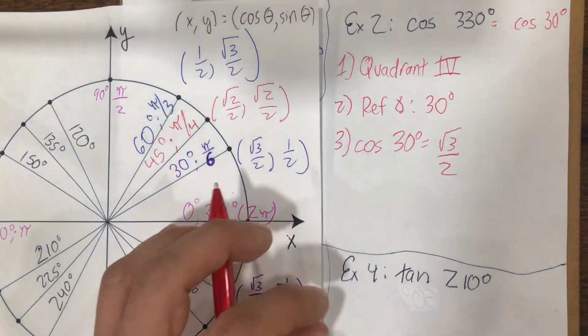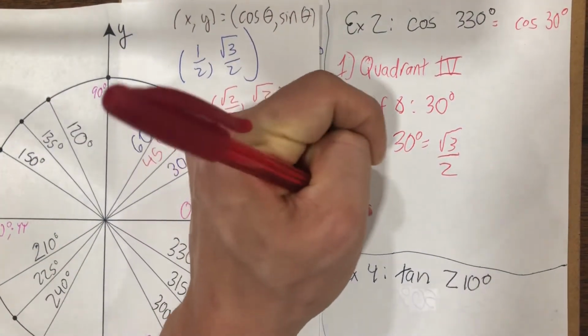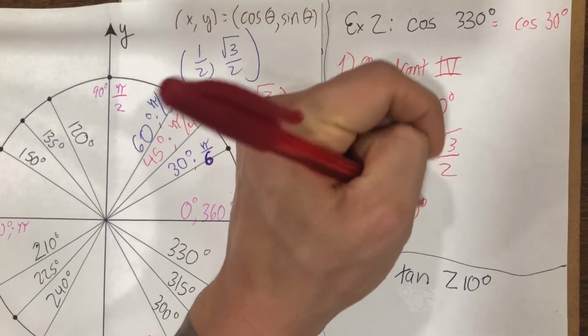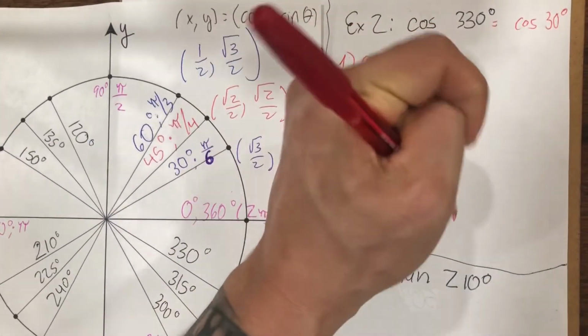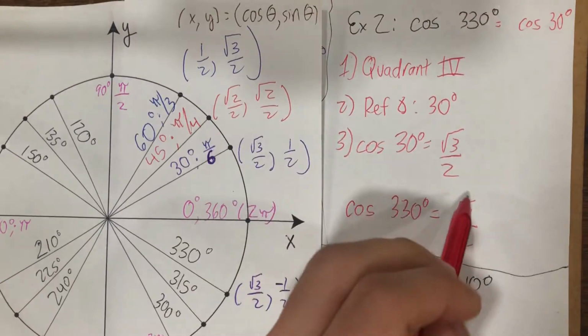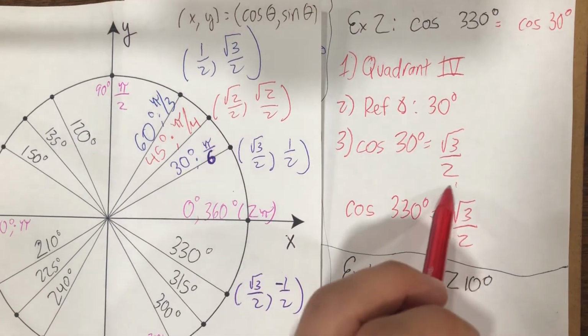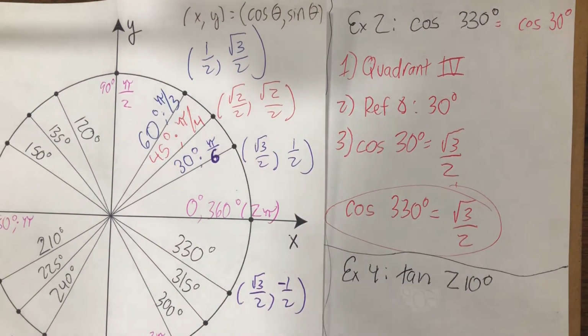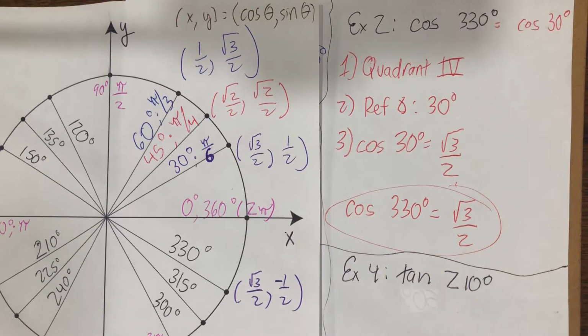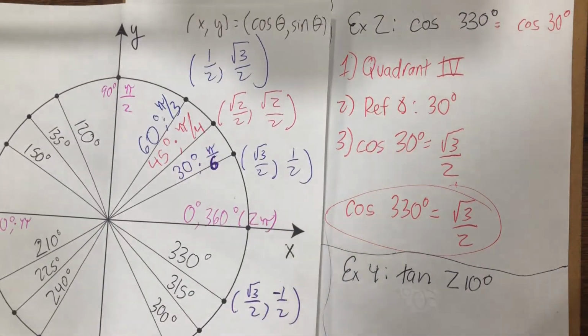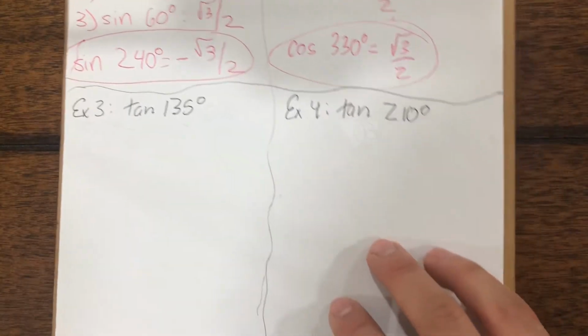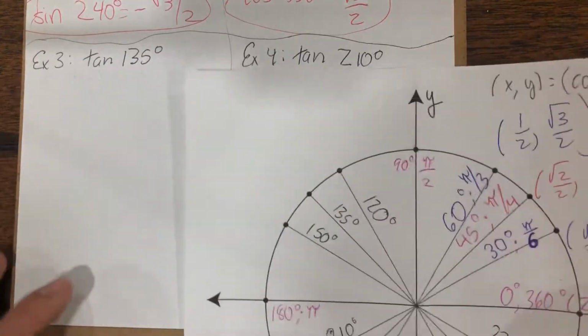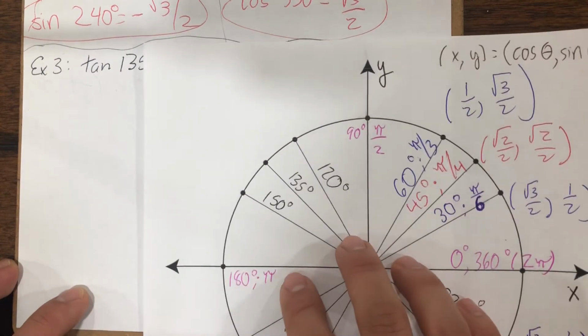So if I were to evaluate cosine of 330, I actually get positive √3/2. All right? So that would be my final answer. Okay, so now let's take a look at two examples where we're evaluating tangent of a given angle measurement. For example 3, we have tangent of 135.